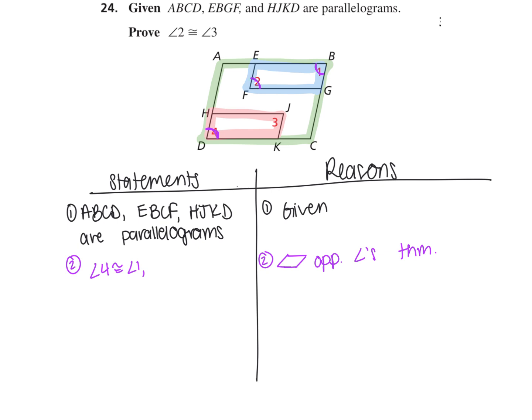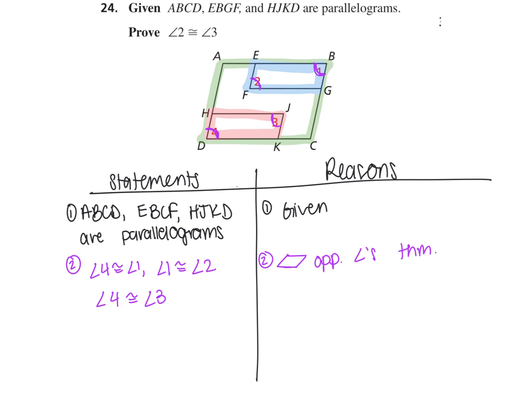Okay, 1 and 2 are congruent together. So angle 1 is congruent to angle 2. And then my last one, yes, is angle 4 is congruent to angle 3. Again, keep in mind what you're trying to prove. You're trying to prove that angle 2 is congruent to angle 3.